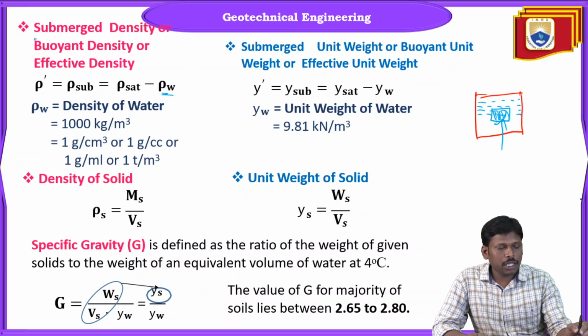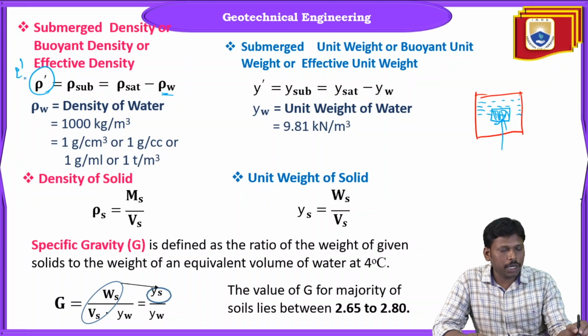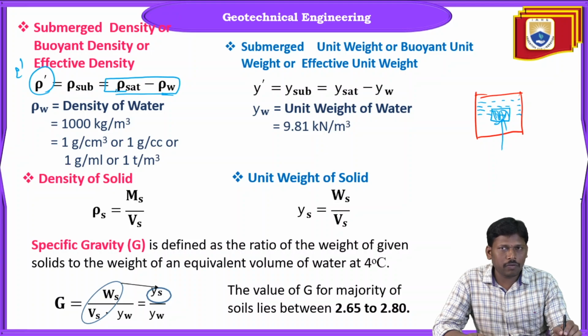So for the submerged density, the symbol we will use is gamma dash, and it is equal to gamma saturated minus gamma W, or rho saturated minus rho W. There is a derivation to get this formula that we will see in the coming slides. So here it is also denoted by the symbol gamma dash or rho dash or rho submerged. The mathematical formula of this submerged density is rho saturated minus rho W.